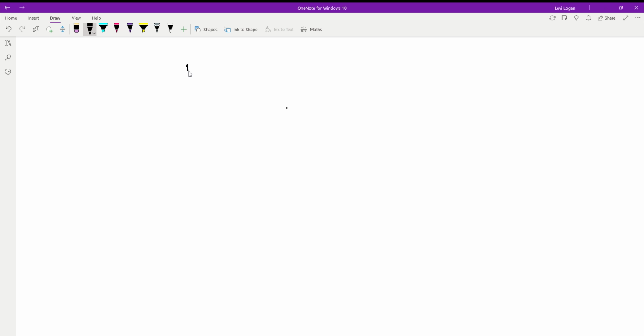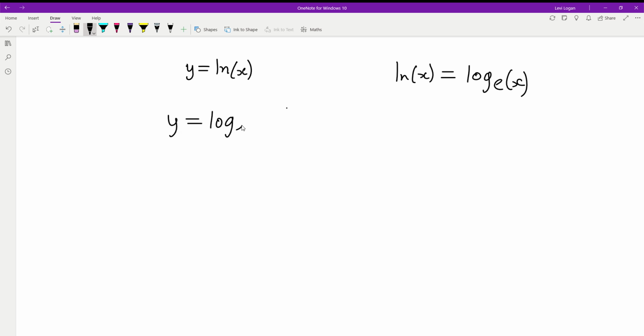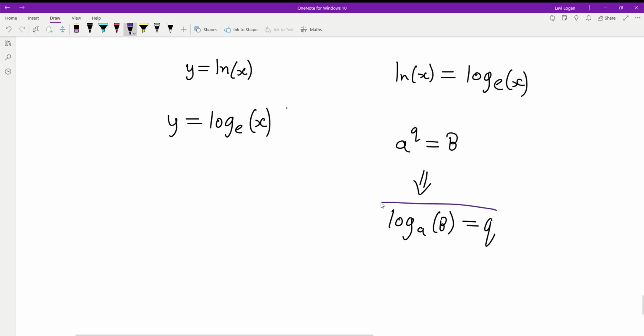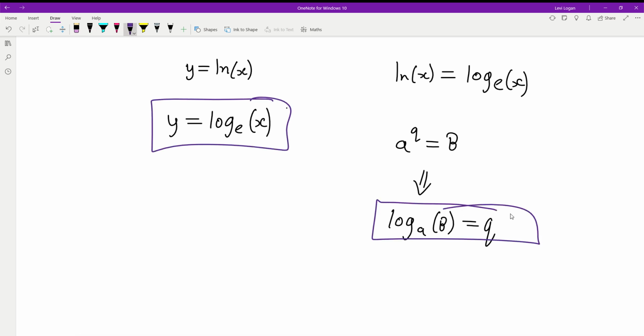So if we have y equals natural log of x, we write it like this. But ln of x just means log base e of x. Okay? So why don't we just write it like that? So we get y equals log base e of x. And now we're going to change how this looks. So if you recall, if we have a to the q equals b, we can write that as a logarithm. This can be rearranged as log base a of b is equal to q. So in other words, we've got this expression here. We want to turn it into an exponential. And the way we're going to do that is, that's just e to the power of y equals x.